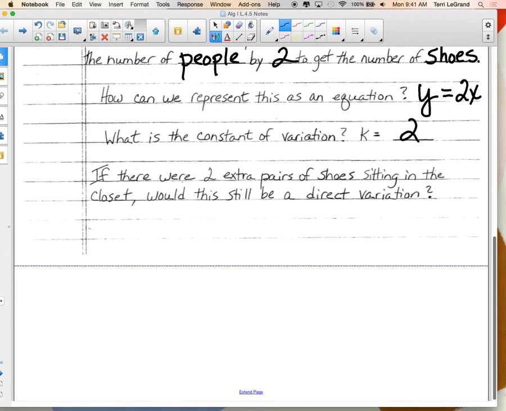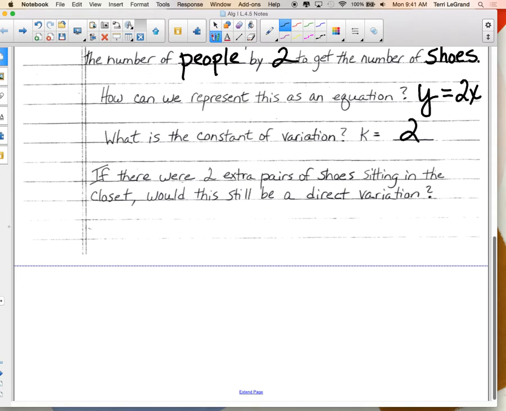Well, what if there were 2 extra pairs of shoes sitting in the closet? I always threaten that I'm going to throw some extra shoes in my closet back there in case I don't like the comfort level of the ones I'm wearing that day. So if I have a couple pair of shoes thrown back there in the closet, would it still be a direct variation? Yeah, but you're adding shoes but not people, so it'd just be like y equals 2x plus the amount of shoes.